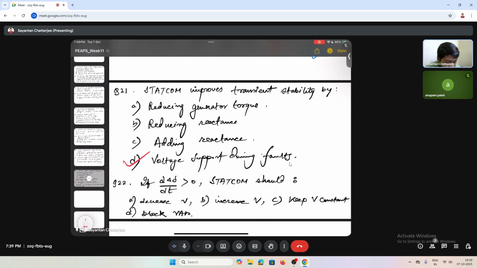So it will be increased V, because the rate of change of rotor angle in that case means not always the change of angle. In the last question, it was comparable to voltage support, which can be considered as a fault condition also. So the StatCom should increase V.